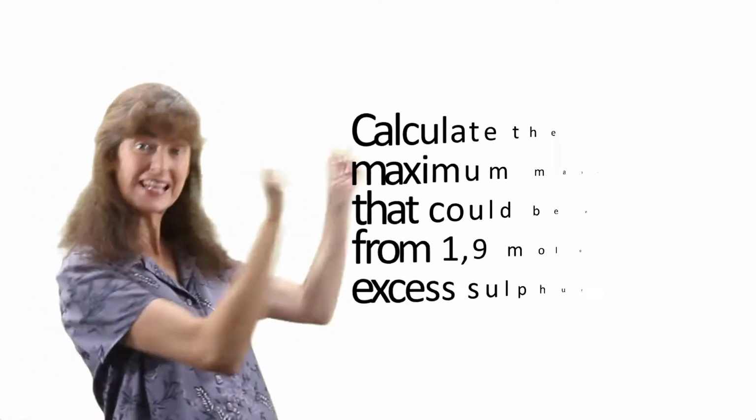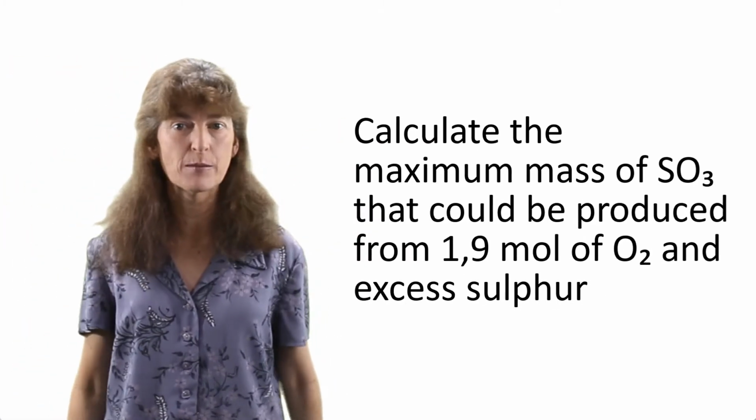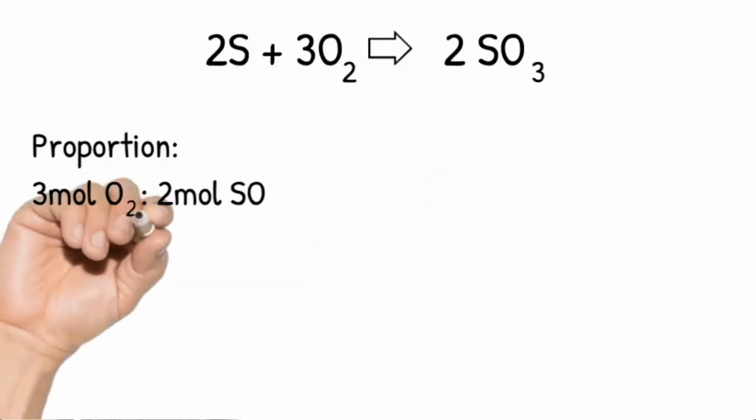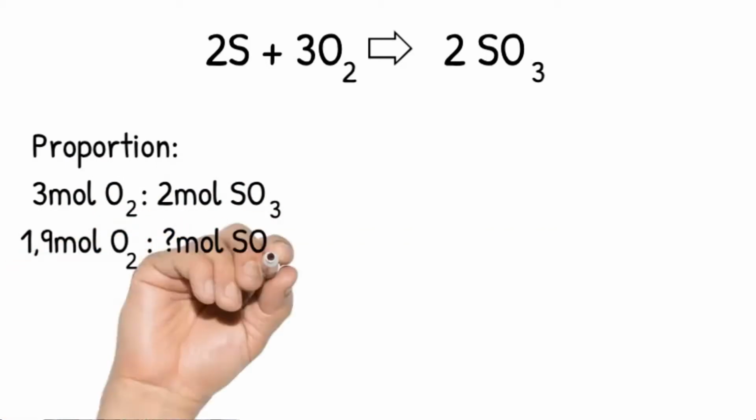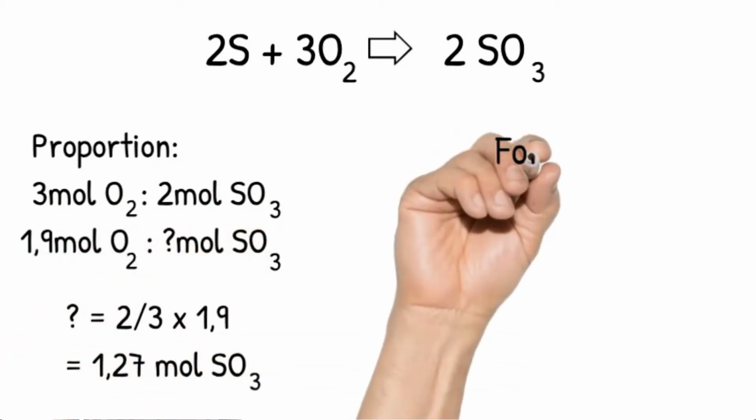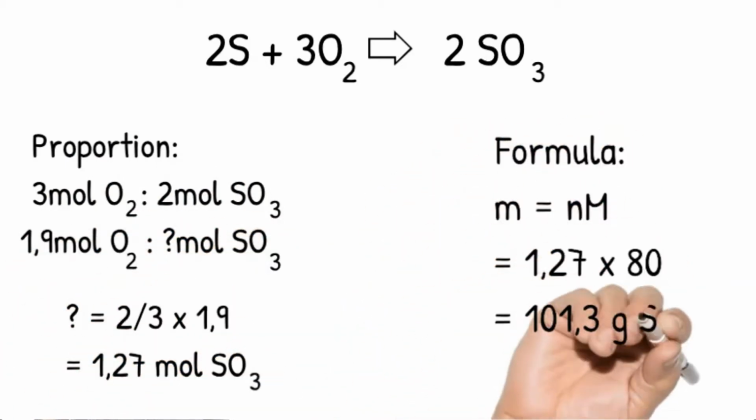Let's say we're given this stoichiometry question in a chemistry exam. We could answer it in this way. We use proportion to calculate the number of moles of sulfur trioxide needed, and then we use a formula to convert this into its equivalent mass.